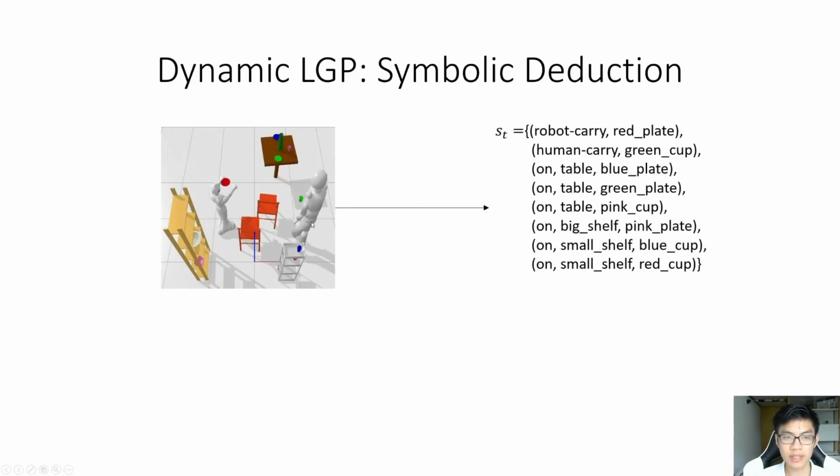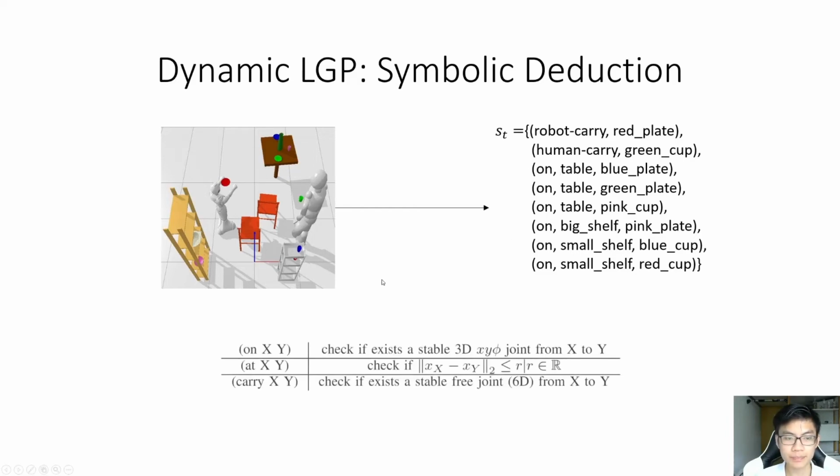So this is the example of symbolic deductions. Given the snapshot of the environment at time t, as you can see, the robot is holding the bread plate and the human is holding the drink cup. And also there are various objects on the table and the shelf. The symbolic state will be deduced into this.